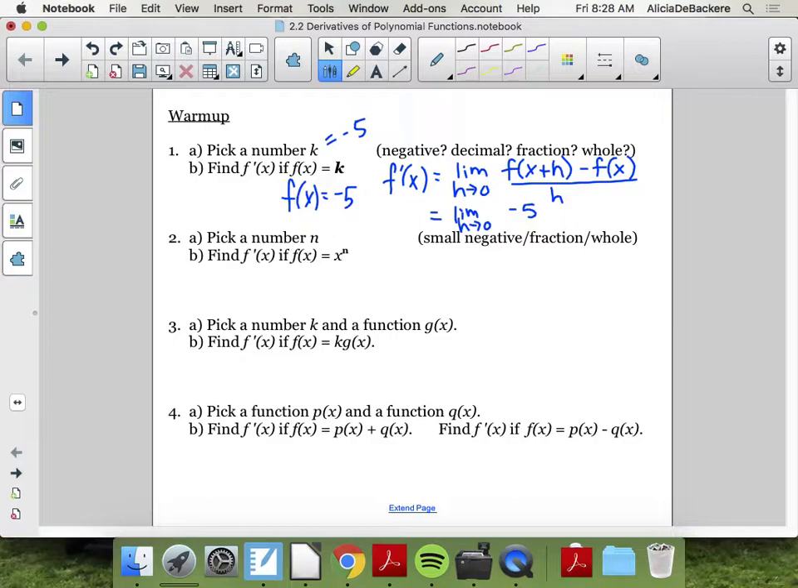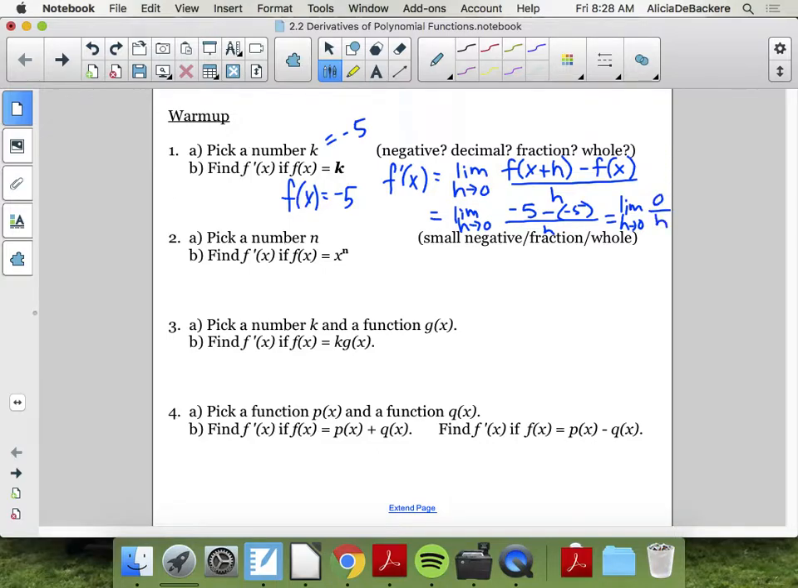And then same thing for the second part, just subtracting my original function. My original function was -5 here. And so what I get here is 0 over h. And there's no h for me to factor out. So I'm going to end up with taking the limit as h approaches 0 of 0 over h. And so I'm kind of stuck here.